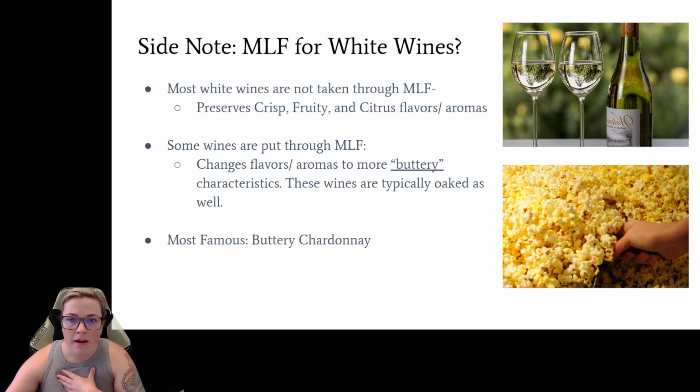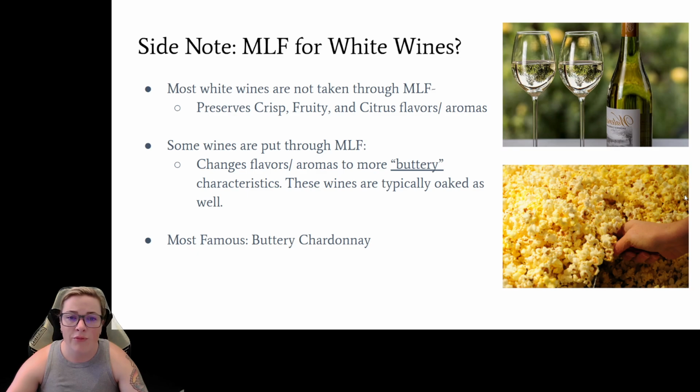Okay. Malolactic fermentation. So we just discussed malolactic fermentation for red wines. There are certain situations where we take this practice and we use it in white wines too. It's a very specific style of white wine. So if you've ever had a buttery Chardonnay, that is a classic example of a white wine that has been through malolactic fermentation, right?